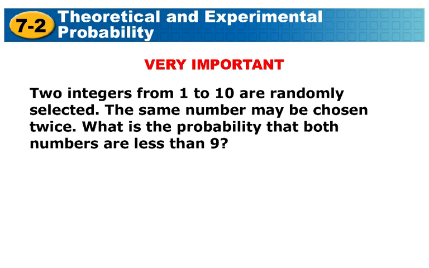Two integers from 1 to 10 are randomly selected, and the same number may be chosen twice. What is the probability that both numbers are less than 9? As we were talking about with the complement earlier, it's easier to do 1 minus the probability that the number is greater than or equal to 9.